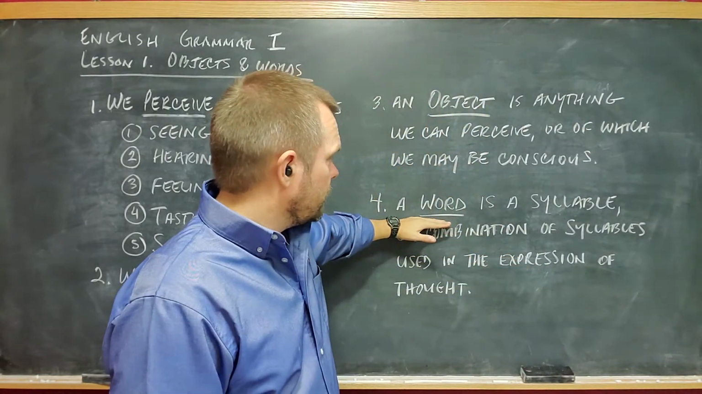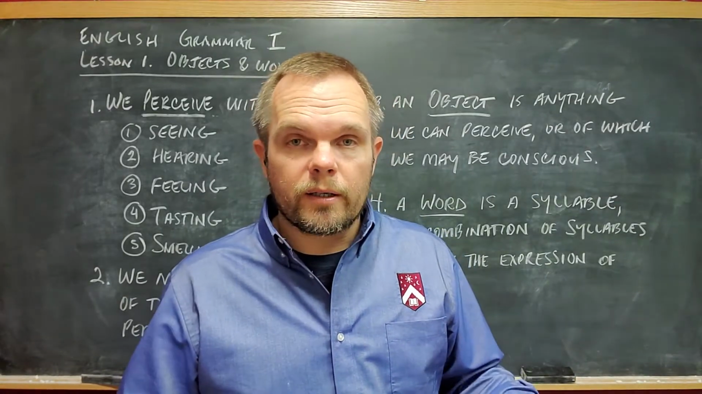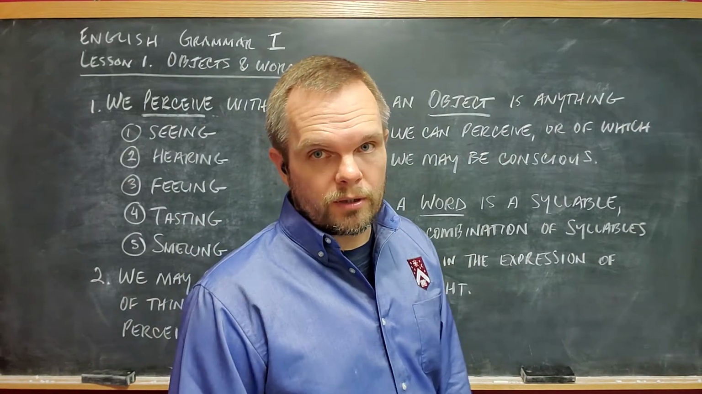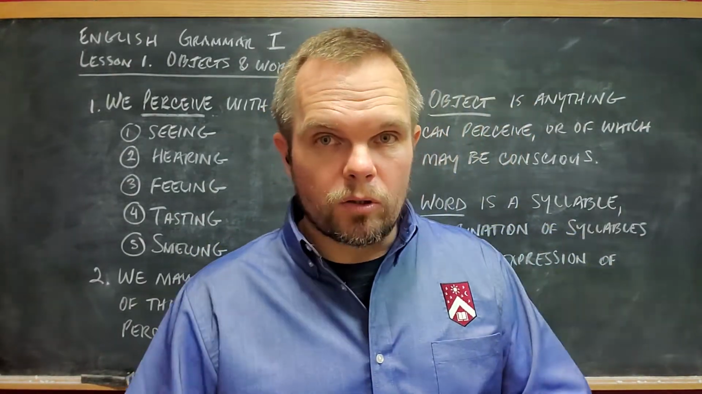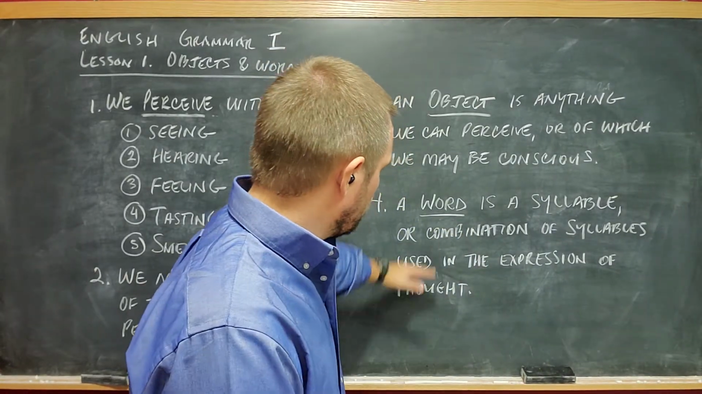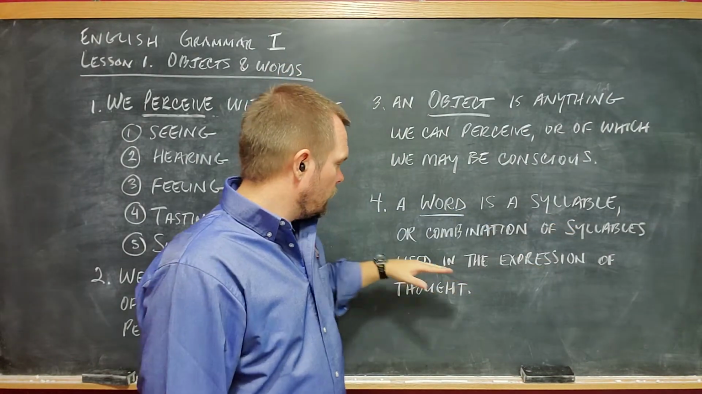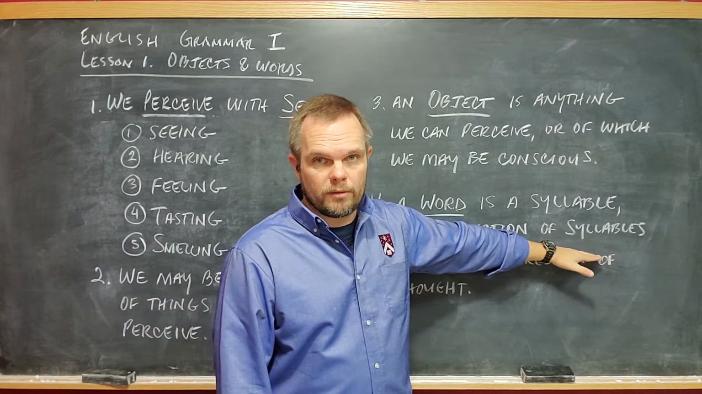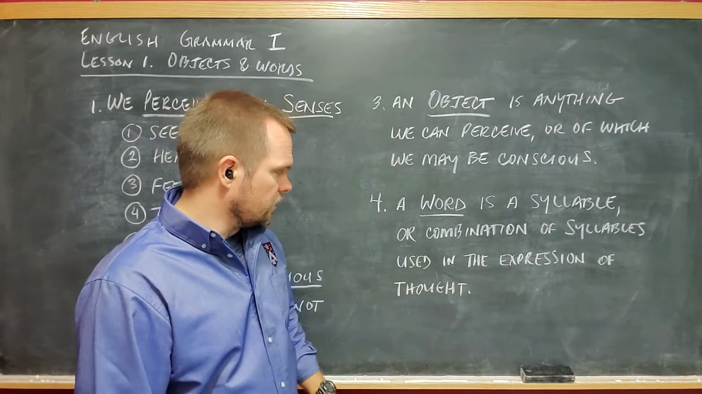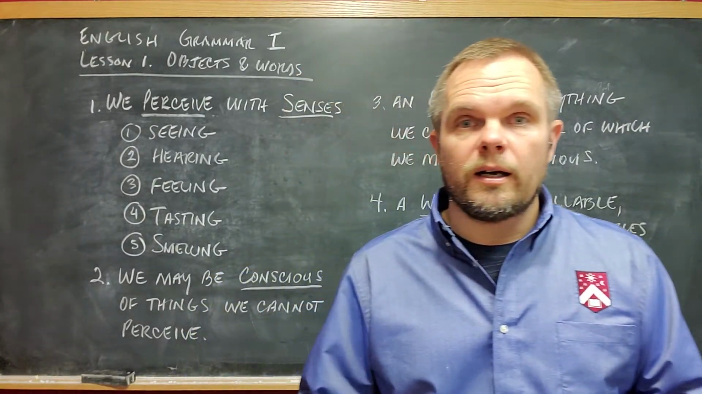A word can be made of one syllable, like dog. Dog is one syllable. Or a combination of syllables, like eagle. Eagle is two syllables, a word made up of two syllables. So a word is a syllable, a spoken sound, or a combination of syllables, more than one syllable, used in the expression of thought, okay, or used to share ideas.